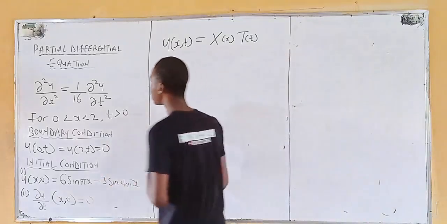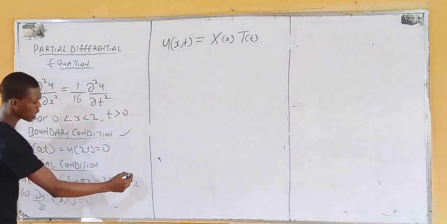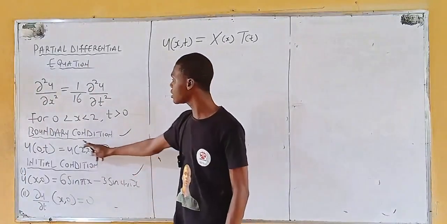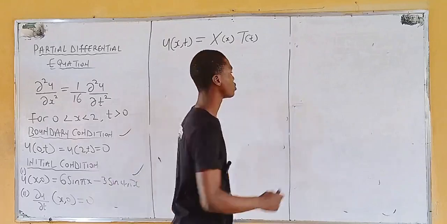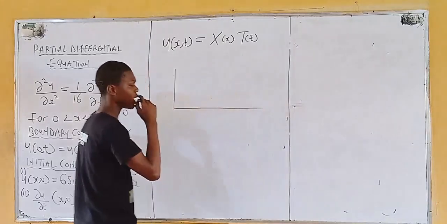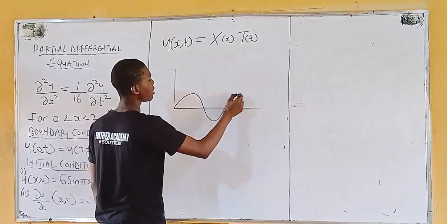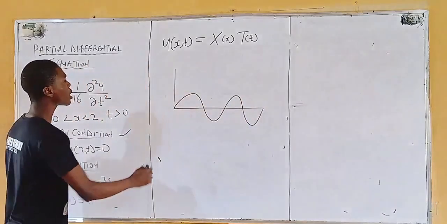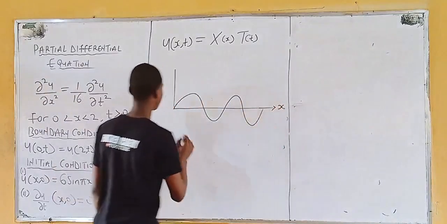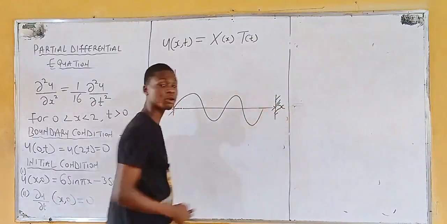So now, let's say you are given this boundary condition and this initial condition. Let's do a graphical illustration, understanding this boundary condition and this initial condition. Now, consider this. Let's say you have this. From here, this is x. This end is fixed, and this end is also fixed. Hope you agree with me.